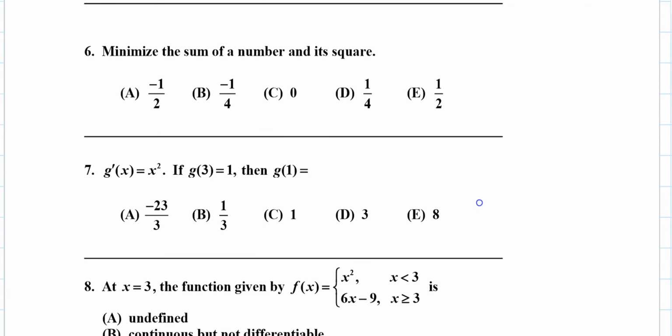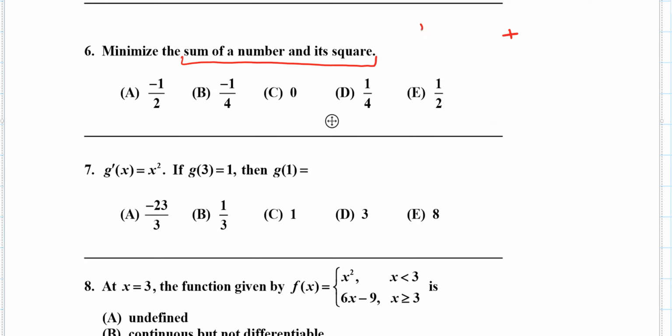Number 6, minimize the sum of a number and its square. So how do we minimize a function? Well, to minimize a function, we have to have a function, and then we need to find its derivative, set it equal to 0. Basically, it's going to be one of those critical values. So we're minimizing this, the sum of a number and its square. So we're finding the sum.